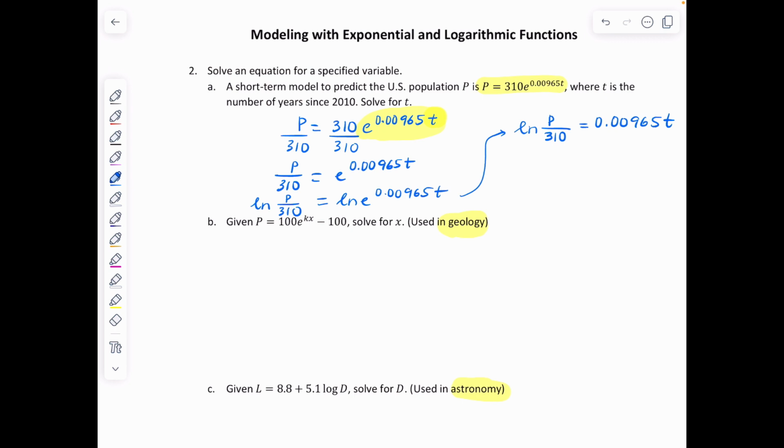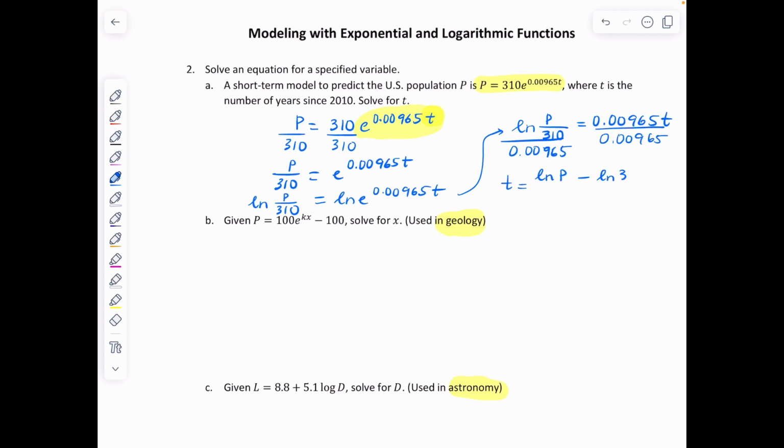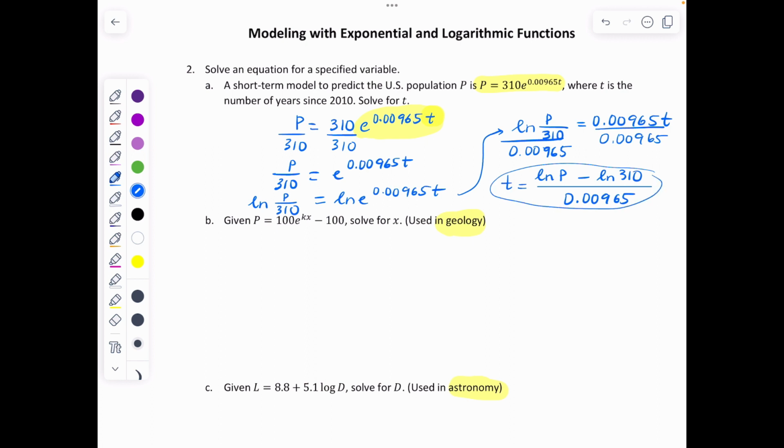And now we can get t by itself just by getting rid of that constant in front of it. So divide both sides by that constant. So at the end, t is equal to, now I see a quotient here and I know I can break it down by using the quotient property. So that's ln P minus ln 310, and then over 0.00965. And that right there is our answer for t in terms of P.